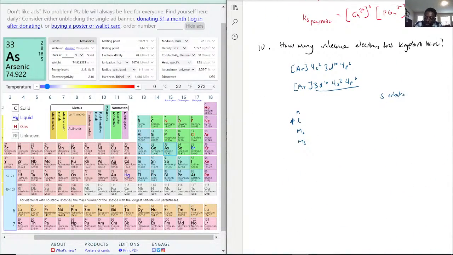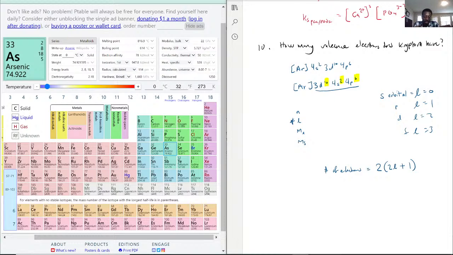But if we had the s orbital, remember that l is equal to 0. And then for p, l is equal to 1, for d, l is equal to 2, and for f, l is equal to 3. So the way it works is that the number of electrons in that subshell is equal to 2 times (2l plus 1), okay? So you can also just see here how many electrons it has.